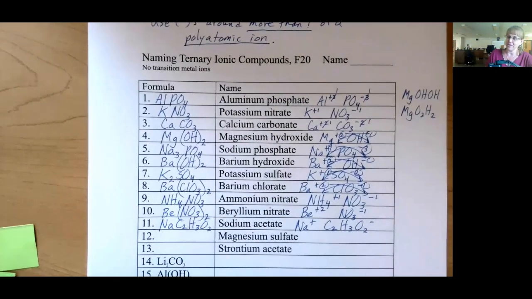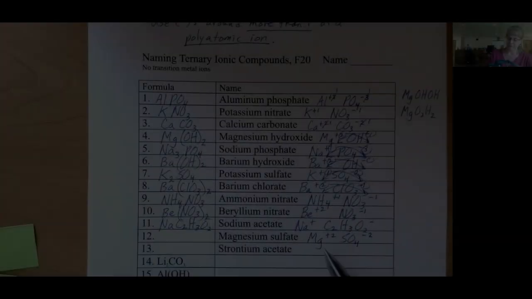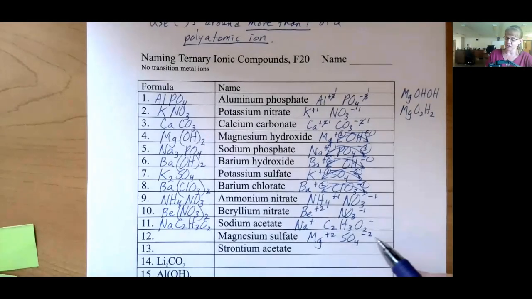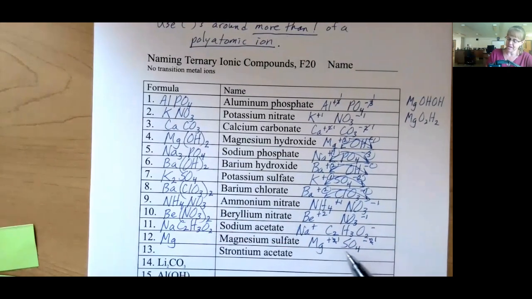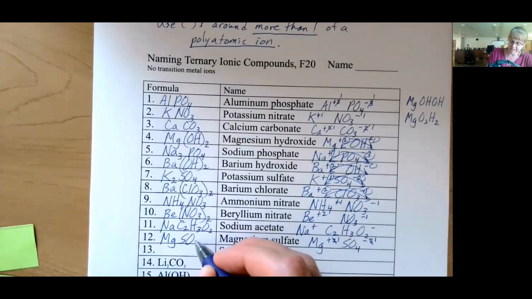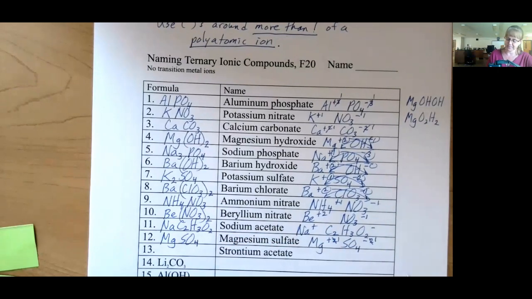Pause the video and try magnesium sulfate. Okay, we have a positive 2 and a negative 2. They cancel. So that reduces to a 1-to-1 ratio, so the 1s are invisible. Copy your magnesium, invisible 1. Copy your sulfate, invisible 1.